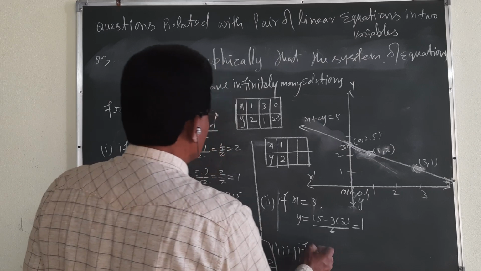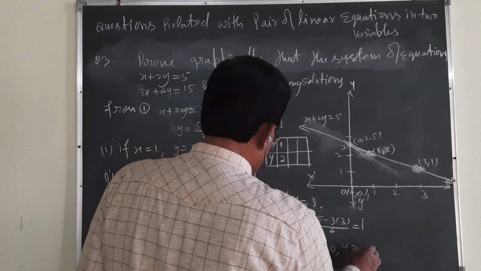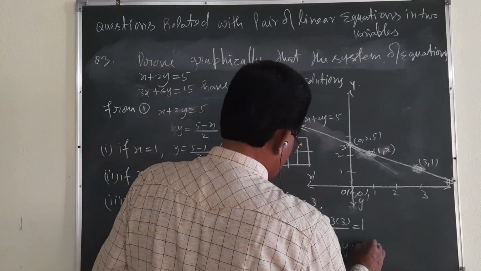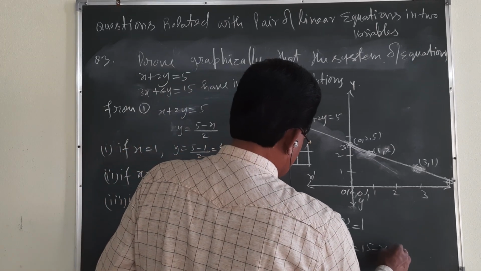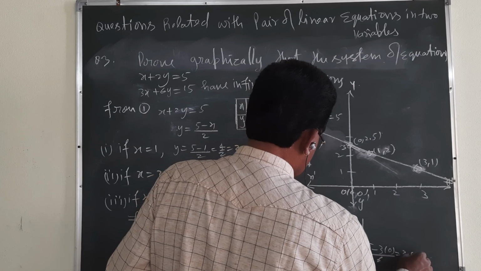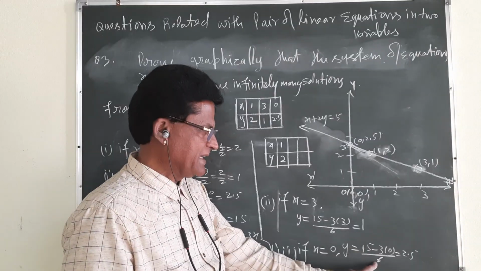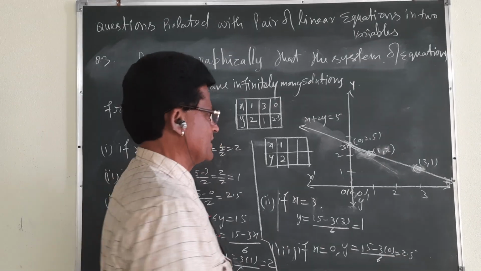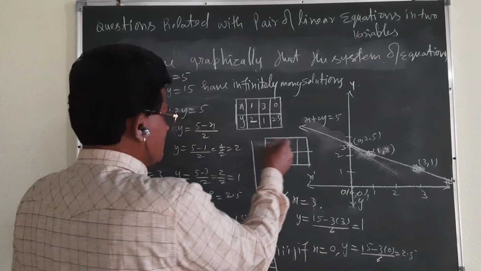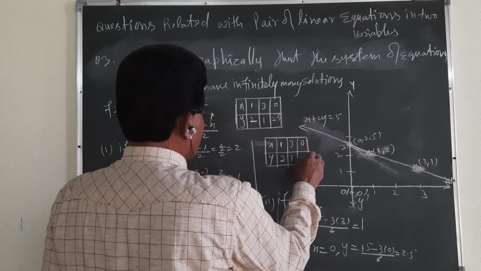If x is equal to 0, then y will be (15 - 3(0))/6, because 3 into 0 will be 0. 15 by 6 is 2.5. And that is why you write: if x is 3, then y is 1; if x is 0, then y is 2.5.